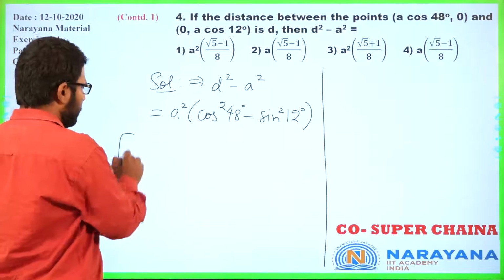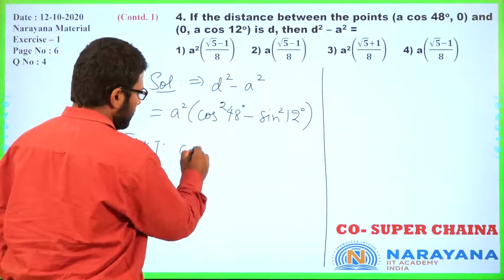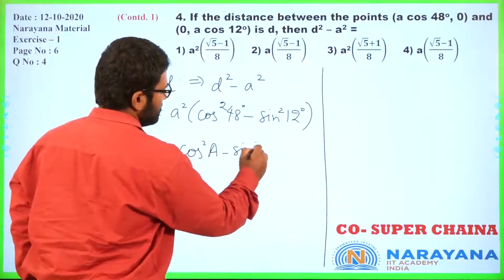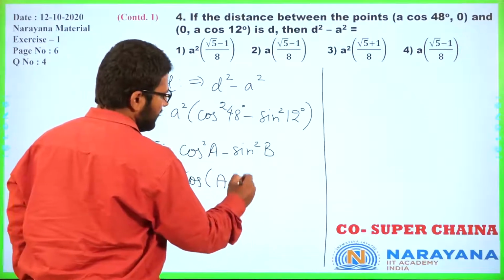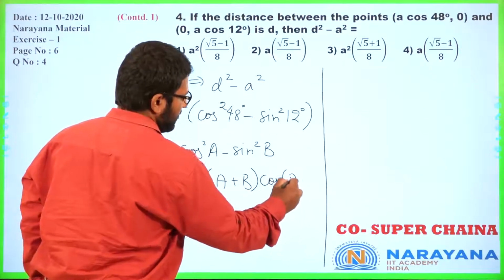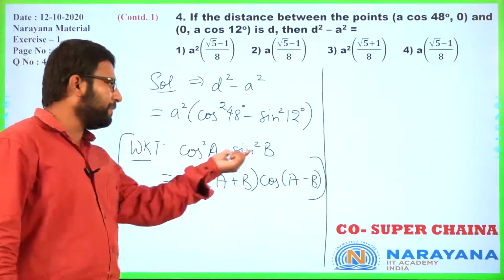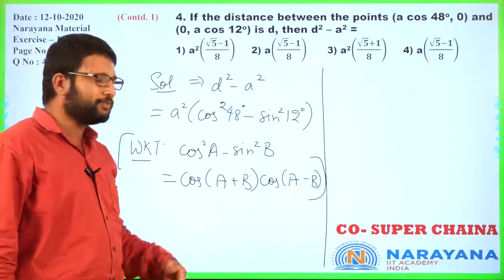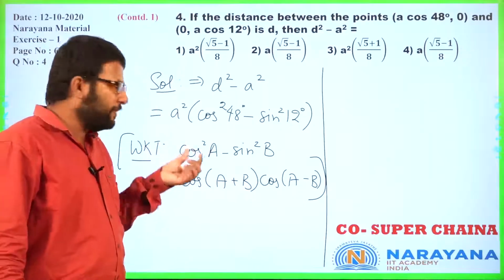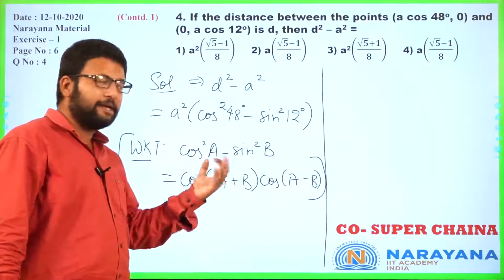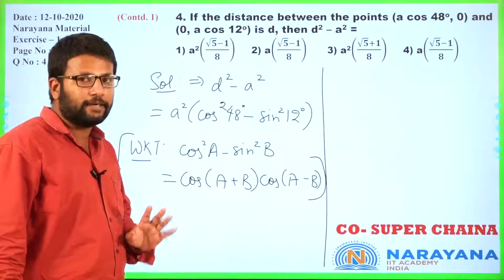Now we know that what is the formula for cos square A minus sin square B? It's a very important formula. It is cos of A plus B into cos of A minus B. Alright? Similarly, there is a formula for sin square A minus sin square B. It becomes sin of A plus B into sin of A minus B. Right? Just keep in mind that when you're doing sin square minus sin square, it is sin. Only in terms of cos, it will be cos square minus sin square. Just, don't make that mistake.